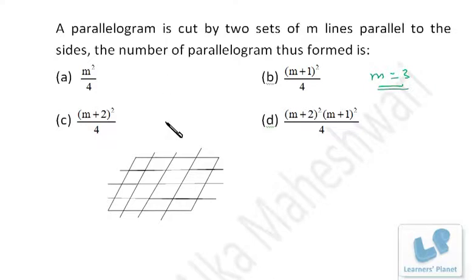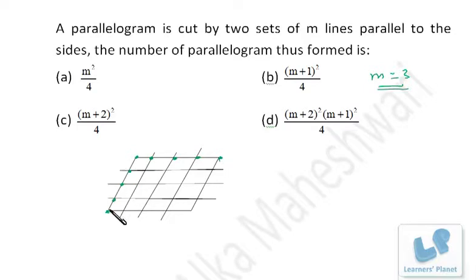See, to form a parallelogram we need 2 points from this line and 2 points from this line, right? Now how many points are there on this line? This is 1, 2, 3, 4, 5. And how many points are there on this line? It's 1, 2, 3, 4, 5.